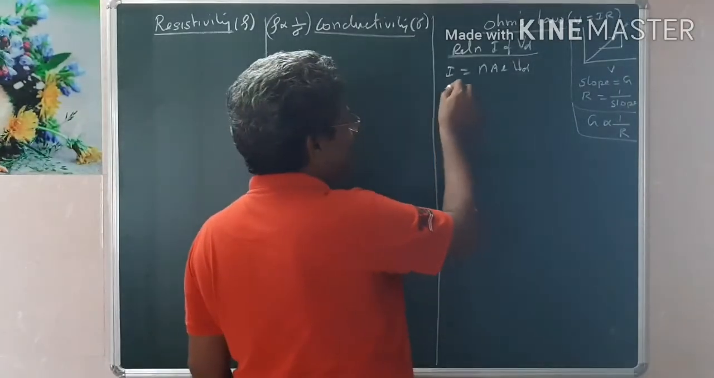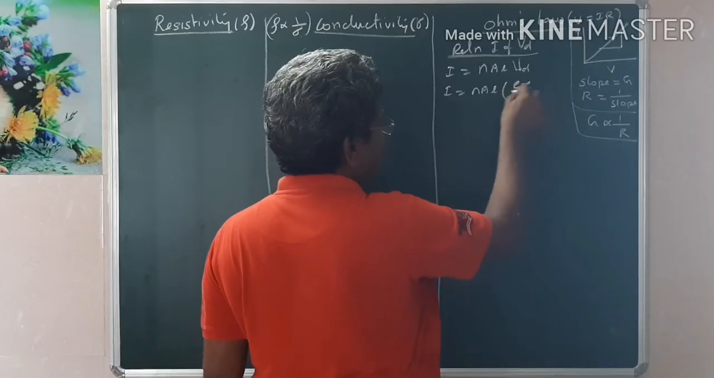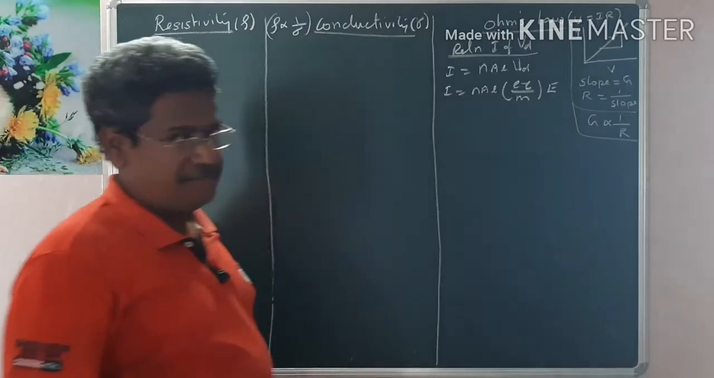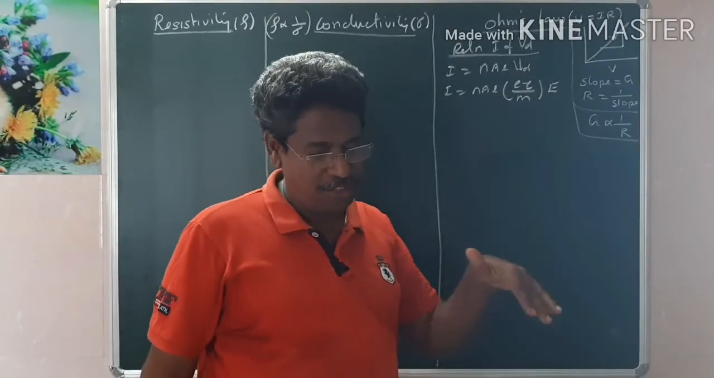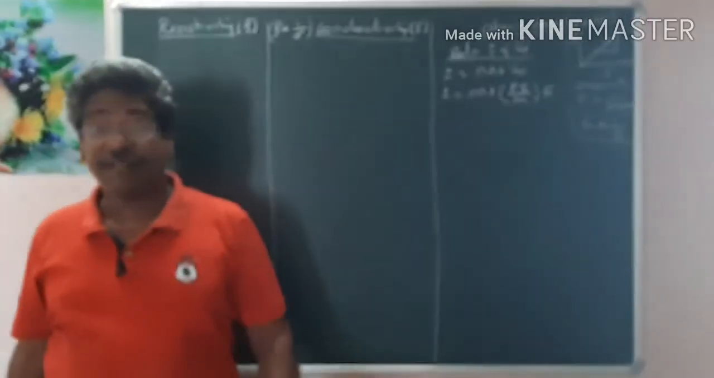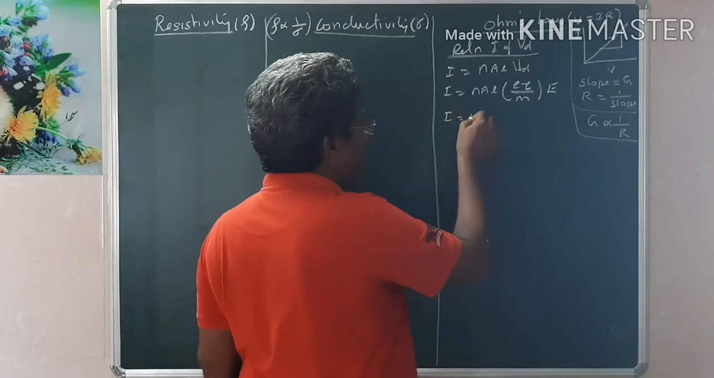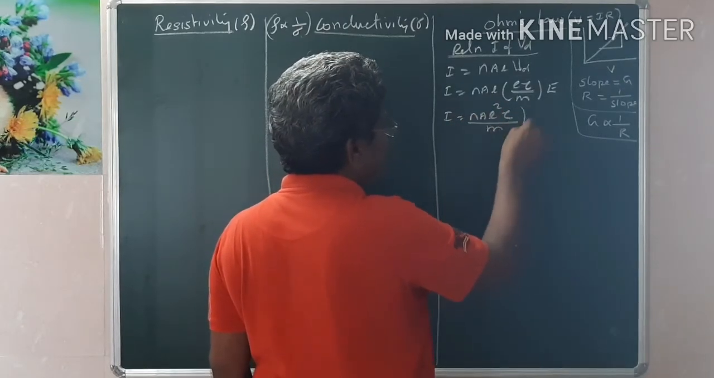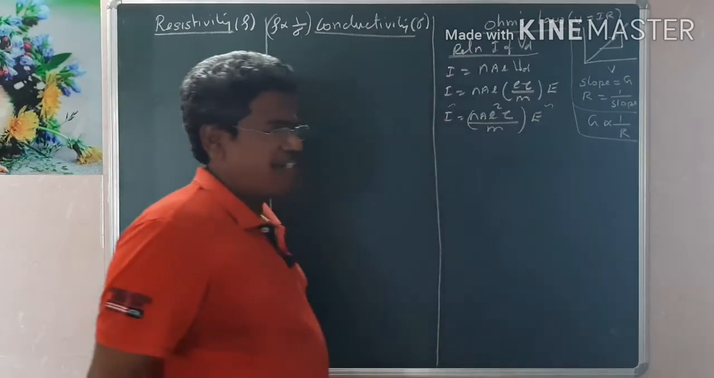But one more thing we know is that drift velocity is e tau by m into the electric field. Any doubt, you can refer to the previous class. This is an expression for the drift velocity with which electrons drift towards the positive terminal when the electric field is applied. So this can be written as I is equal to n A e squared tau by m into E, where E is the electric field. This is the relation between current and electric field E.